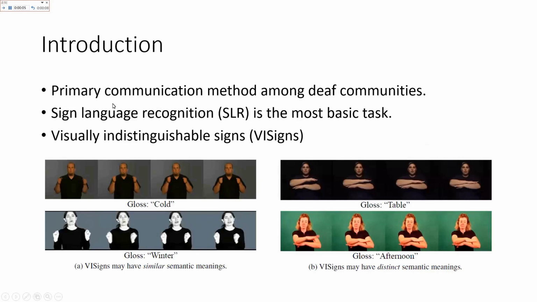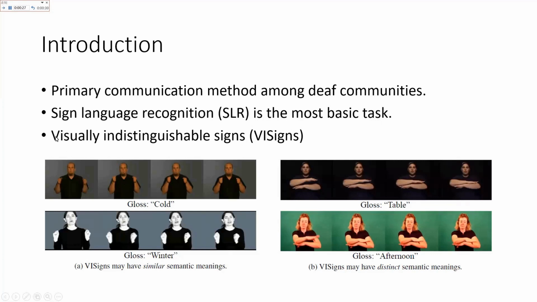Sign language is the primary communication method among the deaf communities. Sign language recognition, SLR, can help to bridge the communication gap between the hearing impaired and normal hearing people. SLR is also the most basic task among the sign language understanding community.